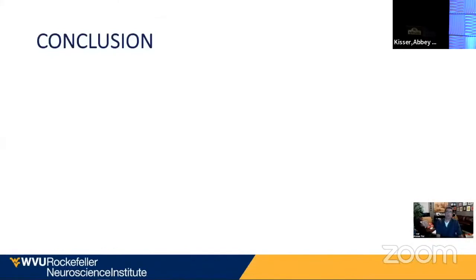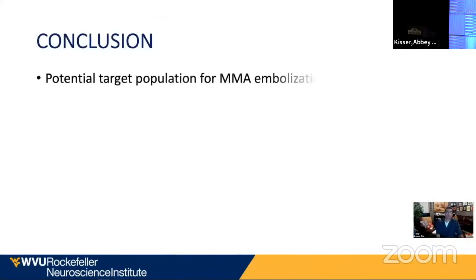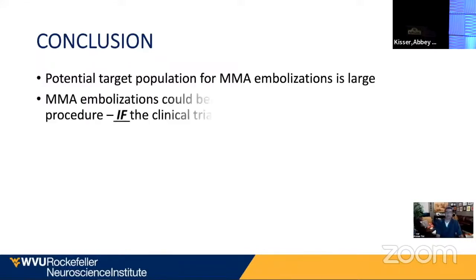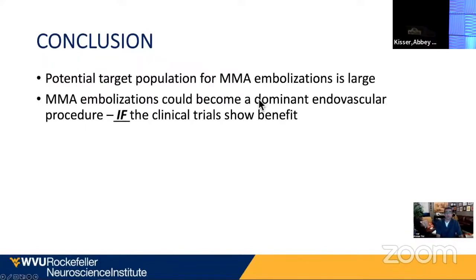So in conclusion, is MMA embolization here to stay? Well, first of all, the potential target for MMA embolization is large. And if the therapy is helpful, we can potentially help a lot of patients, especially as our population ages, and especially our largest growth curve is happening in the elderly over 70, in whom this can be a real sentinel event. MMA embolization could become dominant if the clinical trials show benefit. That is the big if.